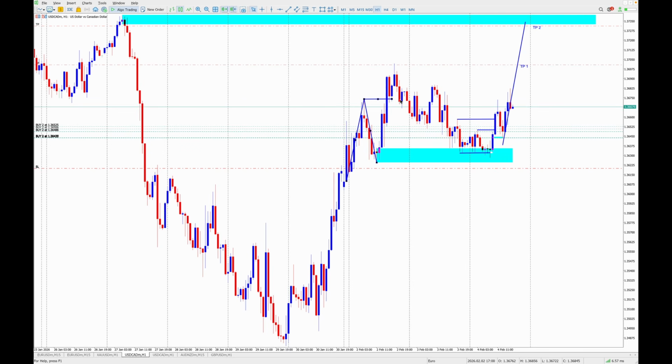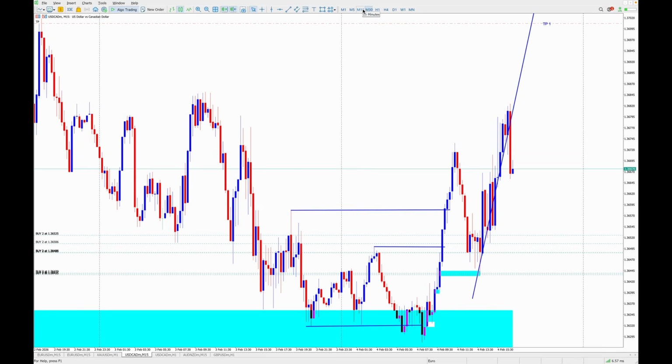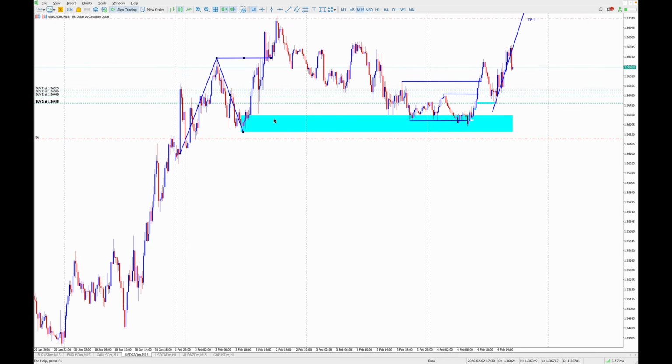As you can see, all this was a corrective move. I'm not saying don't trade corrective moves. You can, but in the long run, you'll just mess up your account. So it is better to only stick to high probable trades.